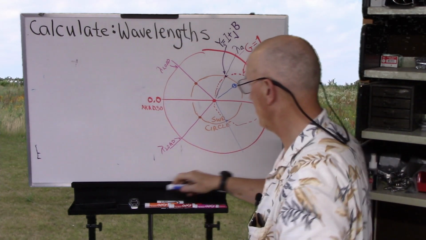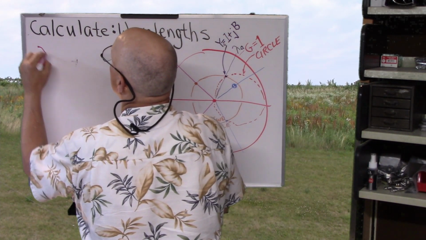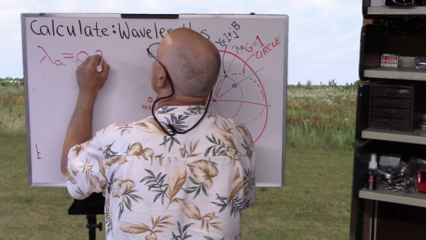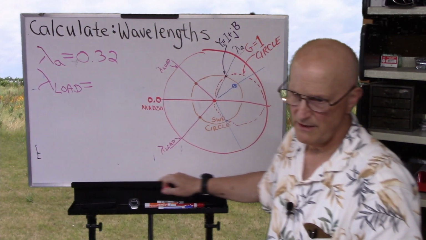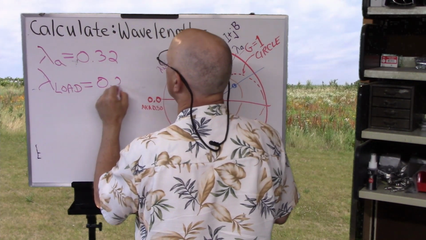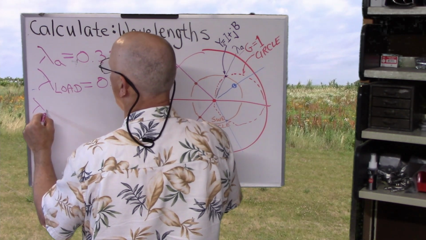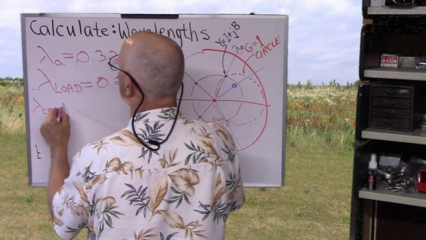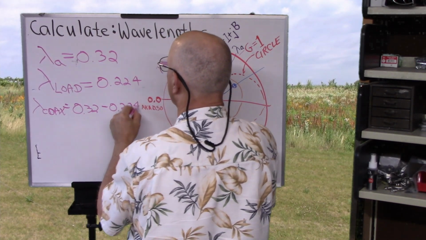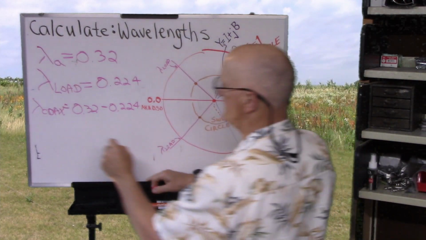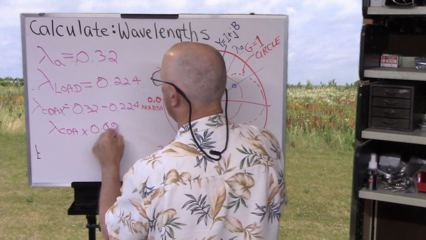So in our case, because our lambda sub A is equal to 0.32, and our lambda sub load is equal to 0.224, and we did not cross there, our lambda sub coax is going to be just 0.32 minus 0.224, which comes out to be 0.096.